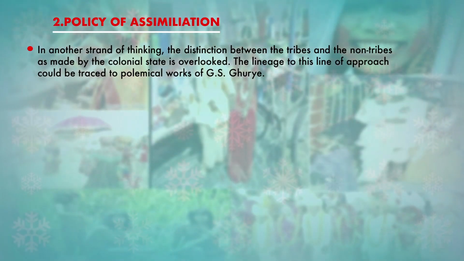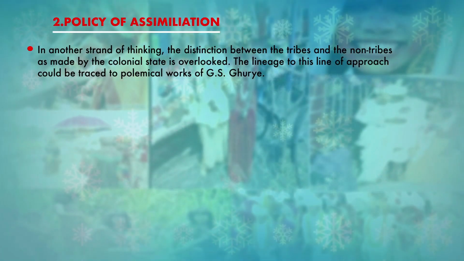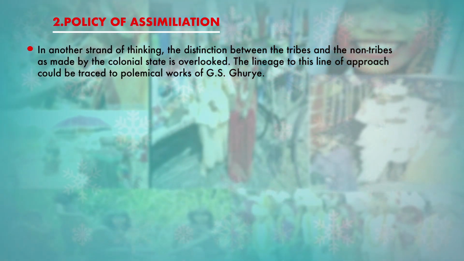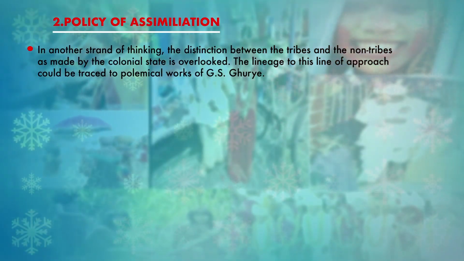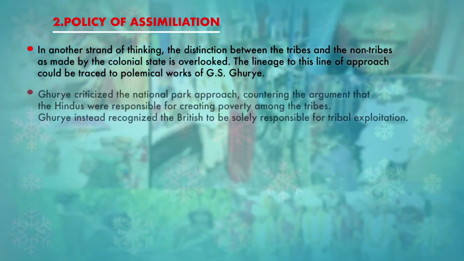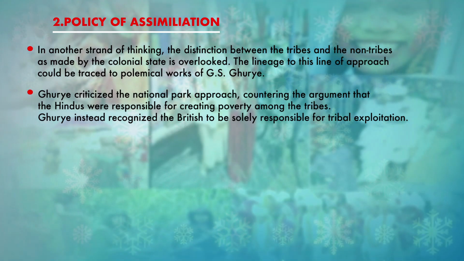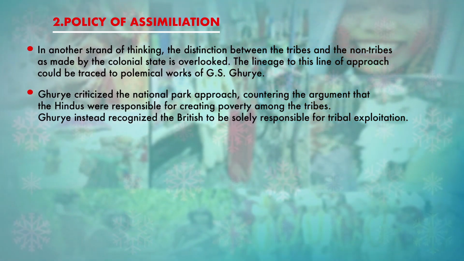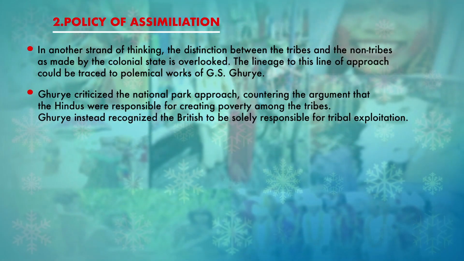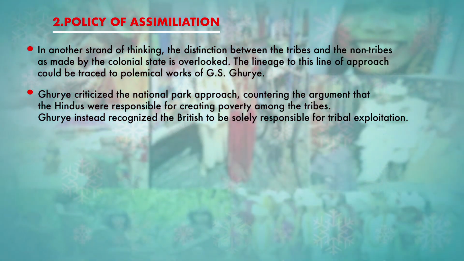Now moving on to the second phase, the policy of assimilation. Here there is another strand of thinking, where the distinction between the tribes and the non-tribes as made by the colonial state is overlooked. The lineage of this line of approach can be traced to the polemical works of G.S. Ghurye. Ghurye criticized the national park approach, countering the argument that the Hindus were responsible for creating poverty among the tribes. He also recognized the British to be solely responsible for the tribal exploitation.